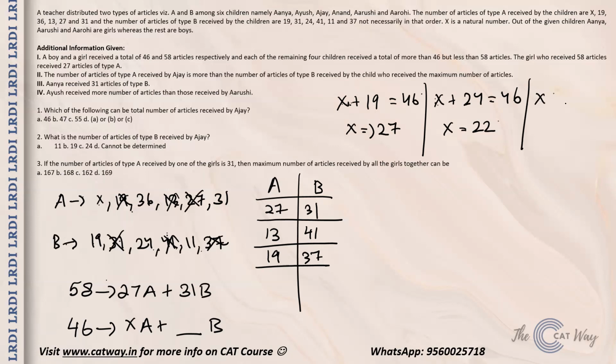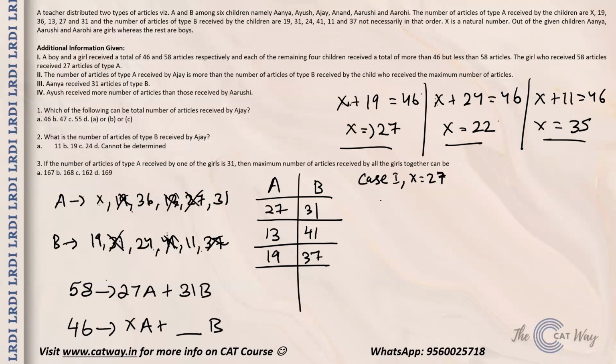And when it is 11 articles of B, in that case the value of X would be equal to 35. So X has three possible values. Now it means there will be three cases which will be formed. Case one, X will be equal to 27.